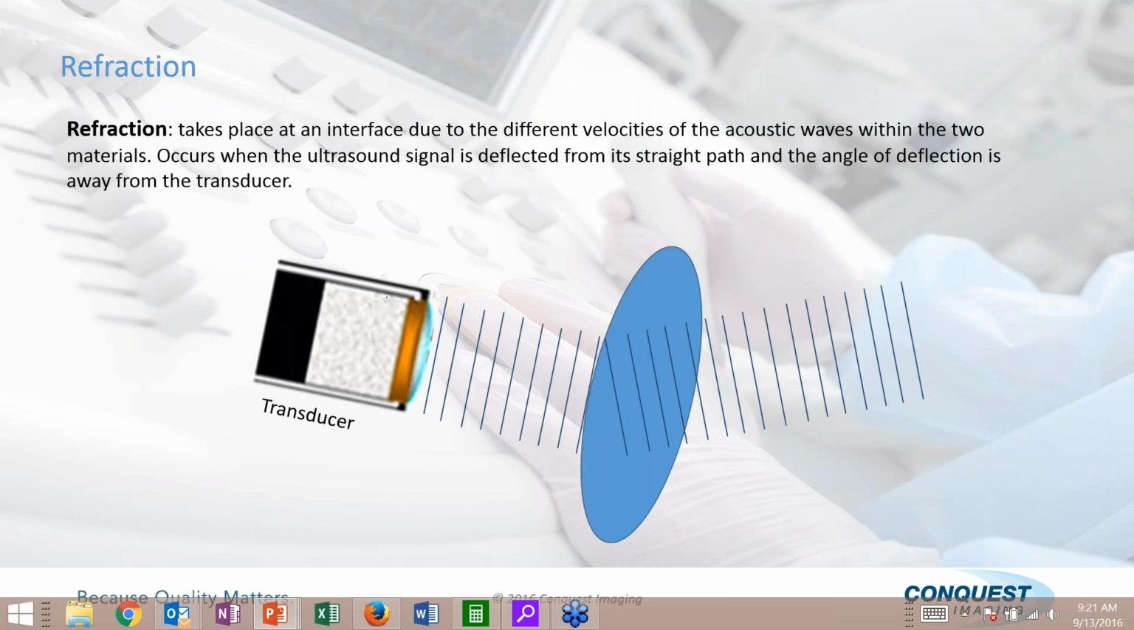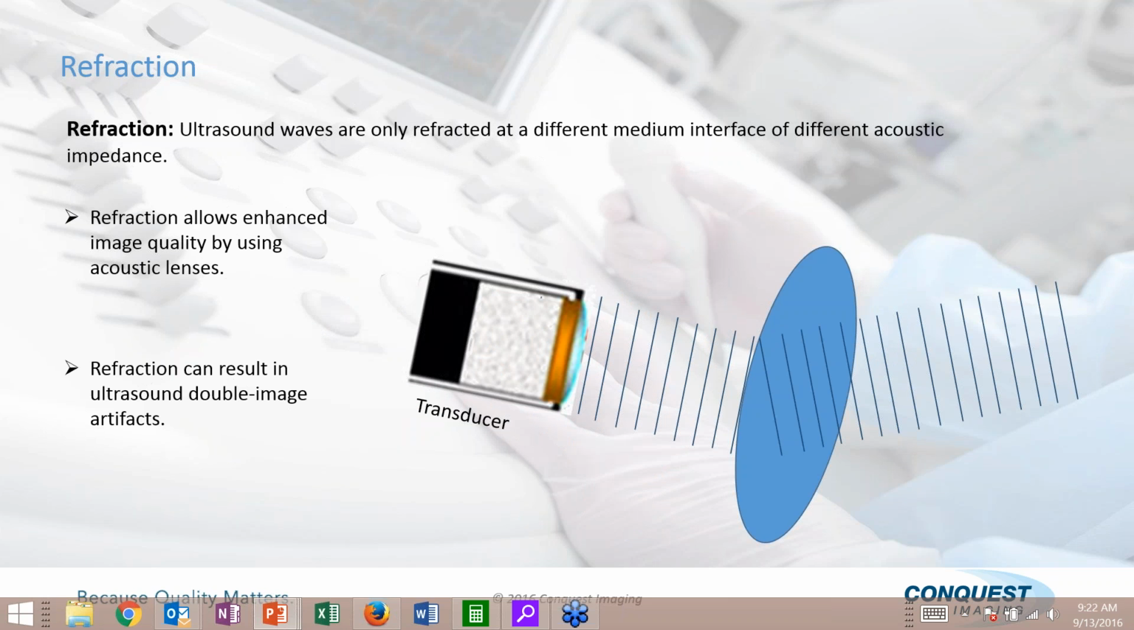Refraction is when we send sound into the body and it hits an interface and it generates an off-axis reflection or transmission. So we can use refraction to our benefit. We can enhance image quality by using our acoustic lens that we talked about earlier in order to focus that beam coming back and create a better image.